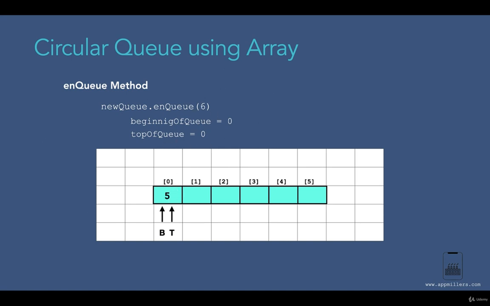Now if I enqueue one more element, we are going to increase the top of queue to 1, and the beginning of queue will stay at the 0 index, because 5 is the first element and 6 is the second element, which is located at the index of 1. If I enqueue one more element, it's going to insert it after the 6, at the index of 2, and the top of queue will point to index of 2.